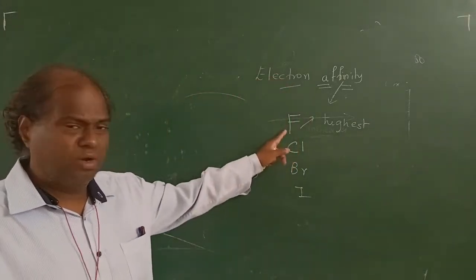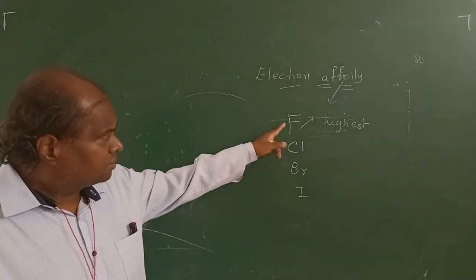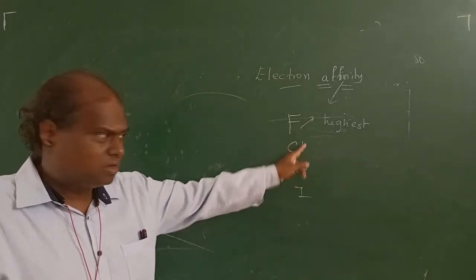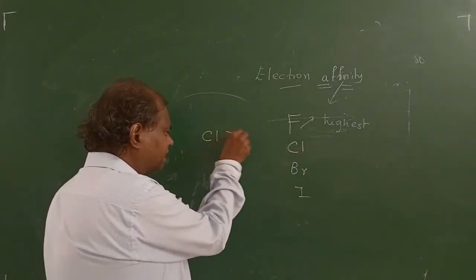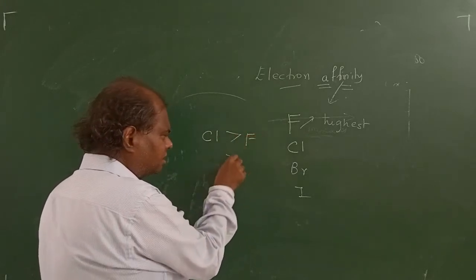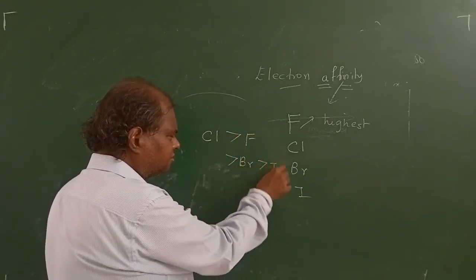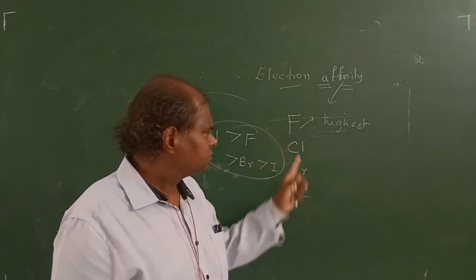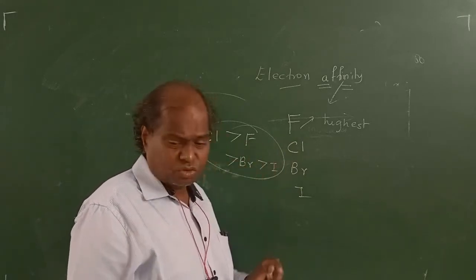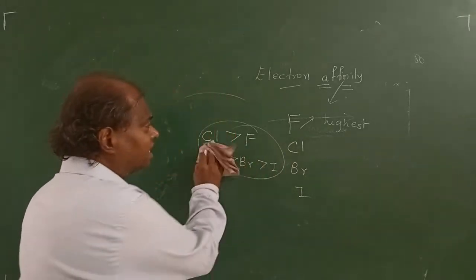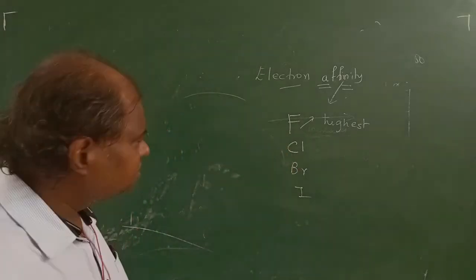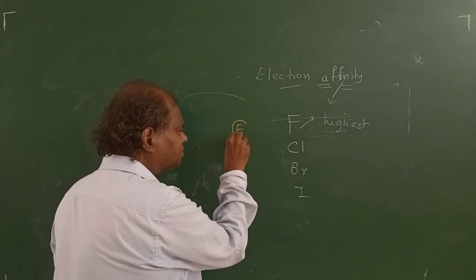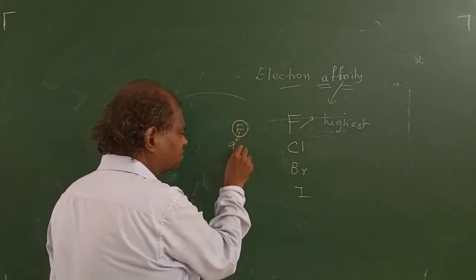But there is a small problem here. Instead of fluorine, chlorine has the highest. So the order is chlorine greater than fluorine, greater than bromine, greater than iodine. Why is this? Why does chlorine have more than fluorine? The reason, students, is the small size of the fluorine atom. Fluorine has 9 electrons, and the size is extremely small.